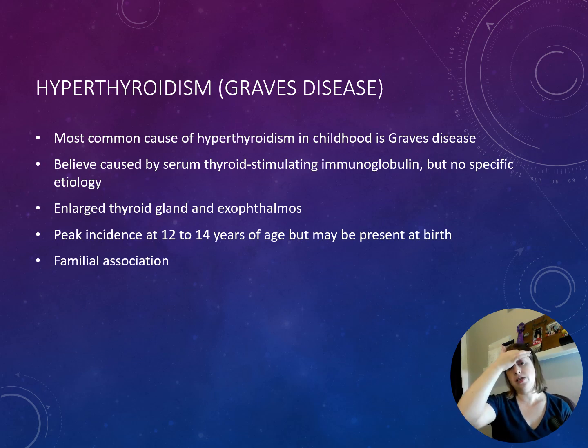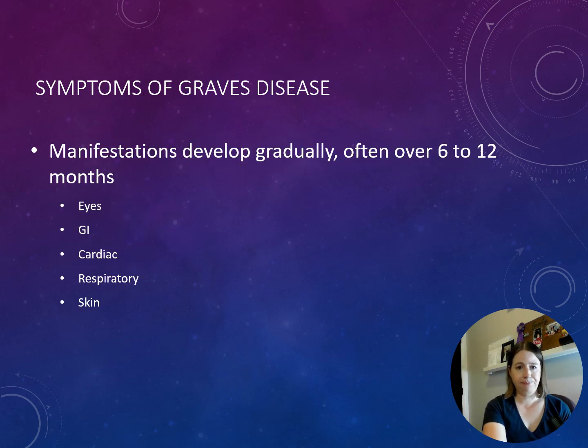It causes an enlarged thyroid gland and exophthalmos, which are those enlarged eyes that look kind of protruding and buggy. The peak incidence of hyperthyroidism is between 12 to 14 years of age, but we do see it in infants. So there's definitely a familial association here. If there's a family history, you are more likely to see it in the children.